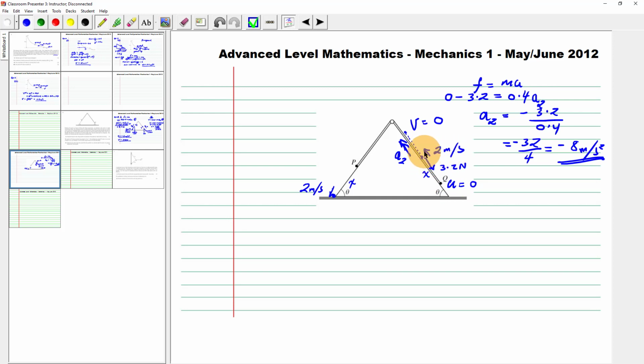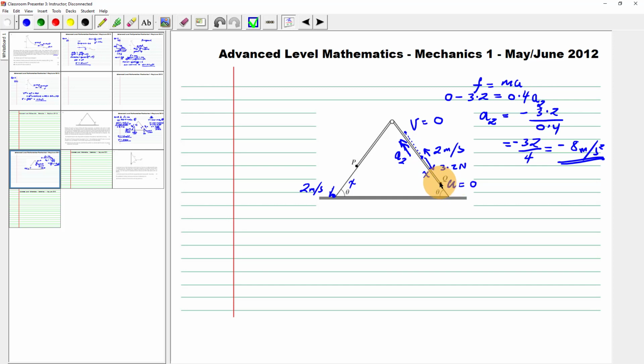Notice that I'm talking about the V with respect to this point. This V is with respect to this point, so don't confuse the two V's. V is always taken to be the final velocity for a certain set of values that are given.